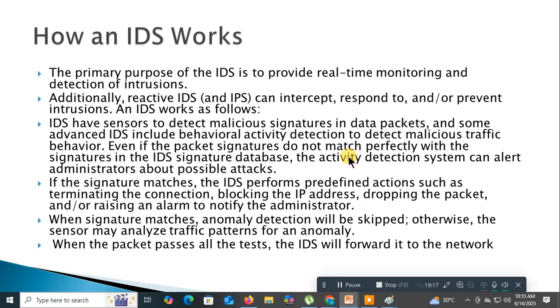So what is an IDS? How does it work? IDS stands for intrusion detection system. IPS stands for intrusion prevention system. Both are used to protect your organization from attacks.